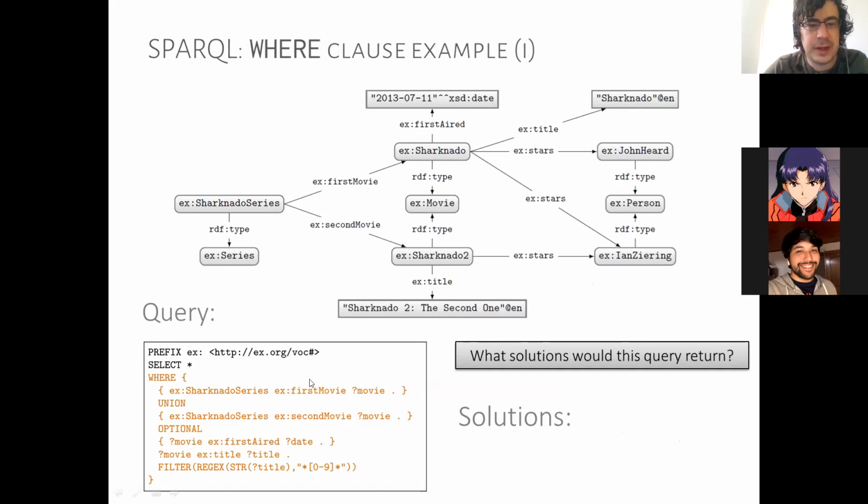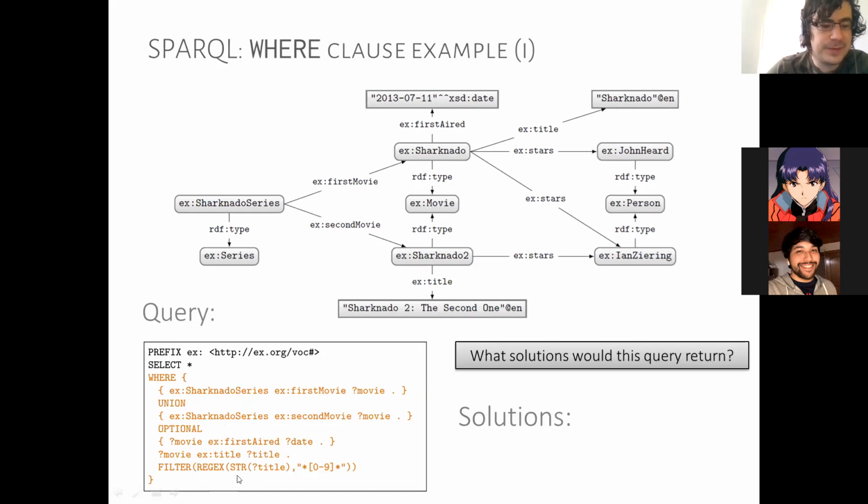Let's take a slightly more complex example that uses some of the functions that we've seen previously, namely relating to strings. We're combining certain elements of queries that we had seen before, which is that we're going to take the union of the first movie and the second movie. So we're going to take Sharknado and Sharknado 2, and then we're going to optionally ask for the first date if available, which will return the date in the case of Sharknado and a blank or unbound in the case of Sharknado 2. And then we're going to get the titles of those movies, Sharknado and Sharknado 2.